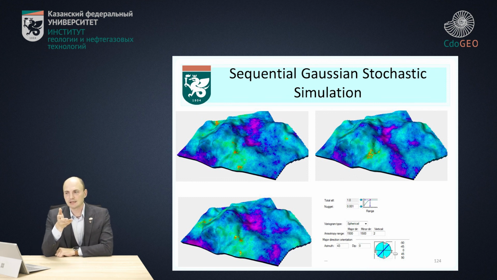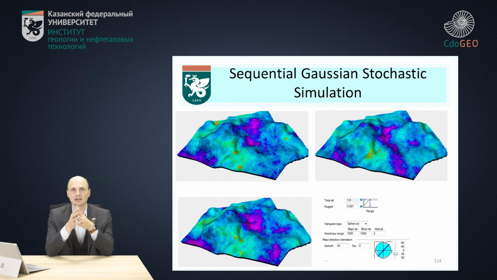How can we apply sequential Gaussian stochastic simulation? We can apply it to obtain different realizations of the porosity cube. And then out of these different realizations, we can find the best one, the one which better represents our initial data set. But how do we find these parameters? How do we find the nugget effect, type of the variogram, and anisotropy range? Just as we did in the variogram analysis part, we need to calculate three variograms: the vertical one, the major direction, and the minor direction.